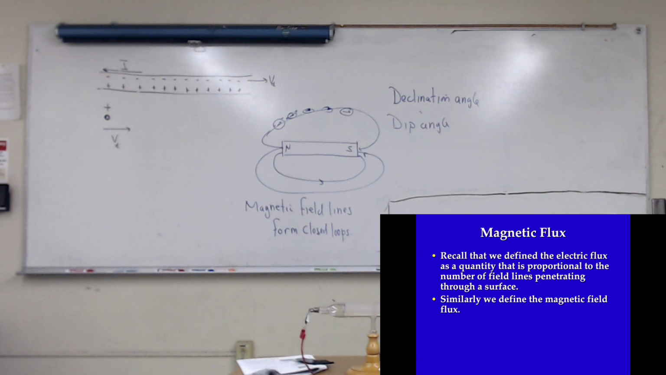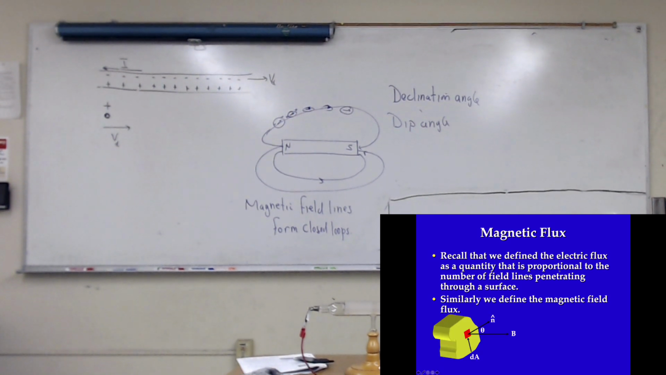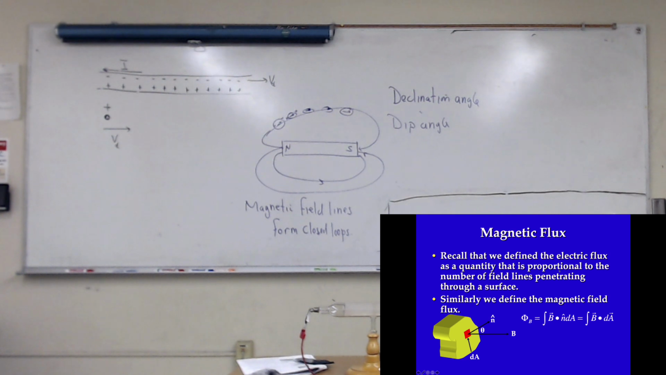Now remember that we talked about the electric flux, a quantity that's proportional to the number of field lines penetrating through a surface. We can define something called a magnetic flux too. The magnetic flux is the integral of the perpendicular component of the magnetic field over an area. The unit for the magnetic flux is the Weber, or Tesla meter squared.